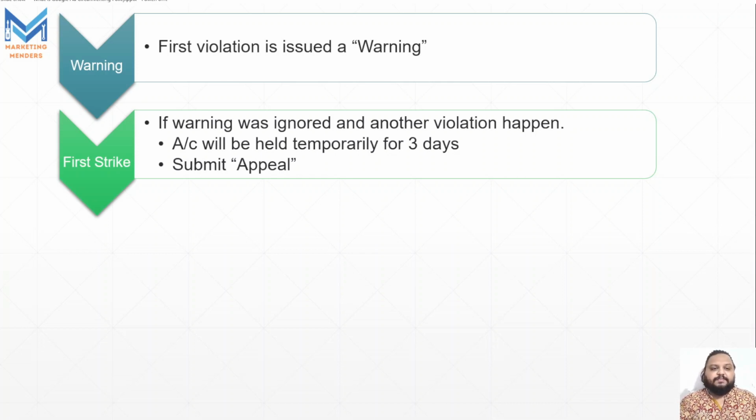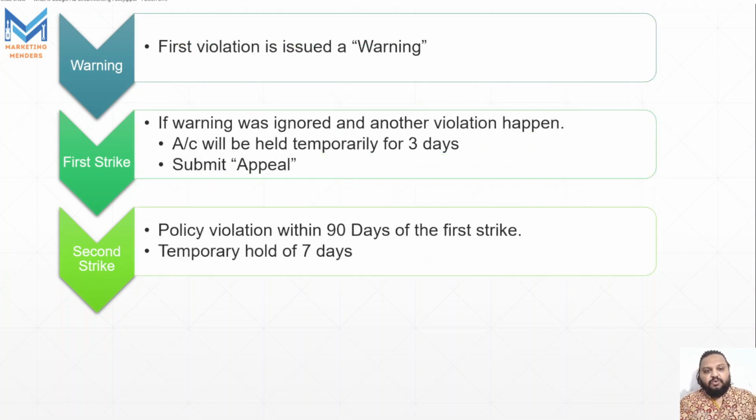And then you can submit an appeal. Number 2, if you have ignored the first strike as well, and there is a policy violation within 90 days of the first strike, so you got a first strike and within 90 days you again committed a violation, then you will get a second strike, and this time you will get a temporary hold of 7 days. Previously it was for 3 days, now you will get a hold of 7 days.